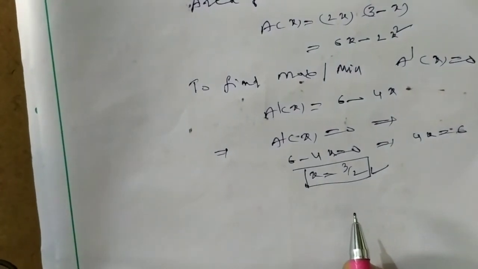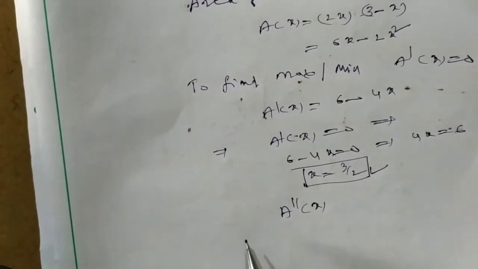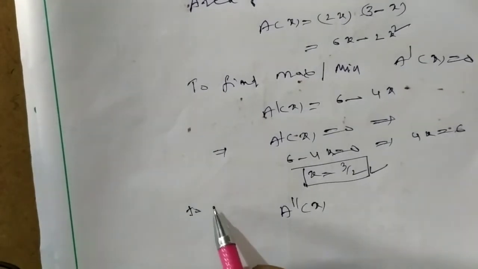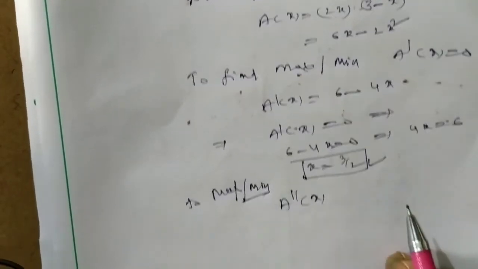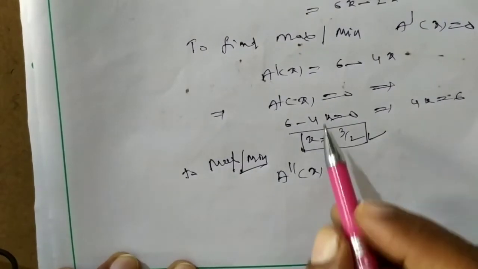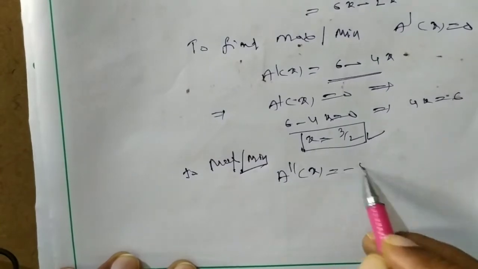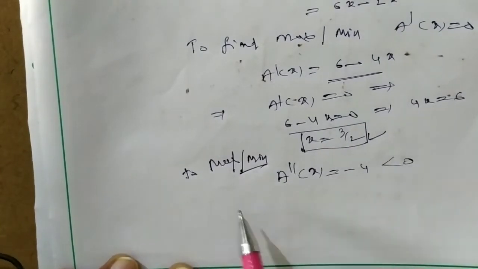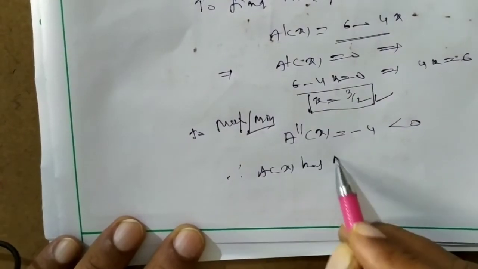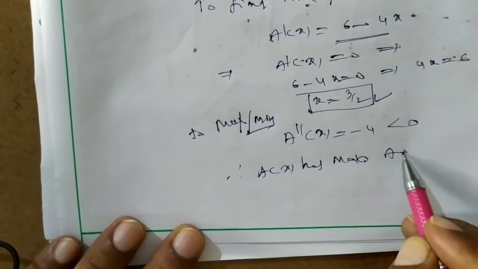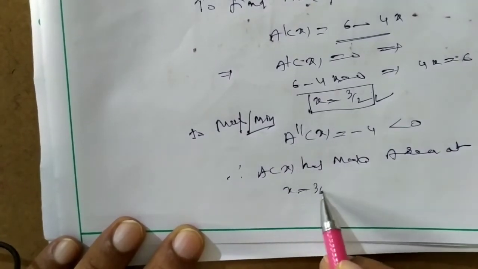To find out whether it is a maximum or minimum, we have to find A double dash of x. A dash of x is equal to 6 minus 4x. A double dash of x is equal to minus 4, which is less than 0. Therefore, A of x has maximum area at x is equal to 3 by 2.